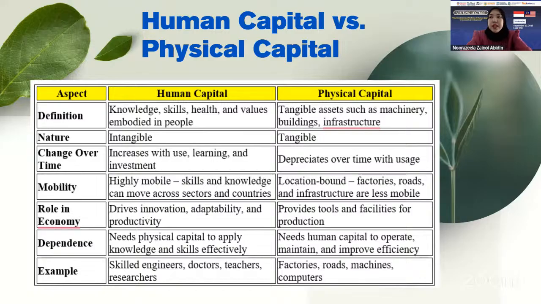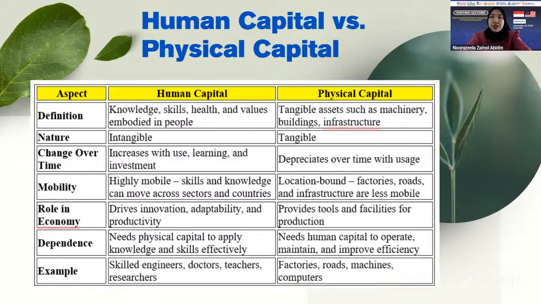The next topic is human capital versus physical capital. What are the differences between them? Based on the definition, human capital is the knowledge, skill, health, and value embodied in people. But physical capital is tangible, something we can touch, for example machinery, buildings, and infrastructure. So human capital is intangible, but physical capital is tangible.